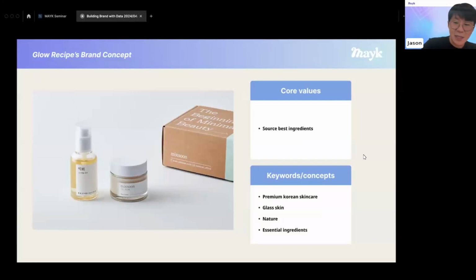Finally, this is Mixsoon. This is a brand that has a classic Korean glass skin concept, and provides products that only contain the essential active ingredients that the skin truly needs.